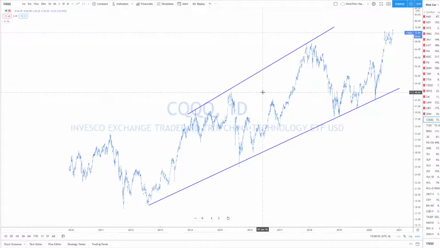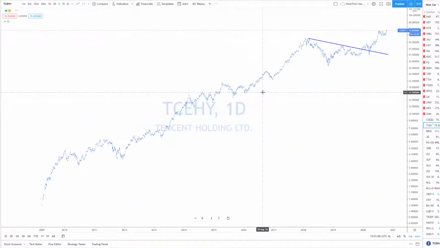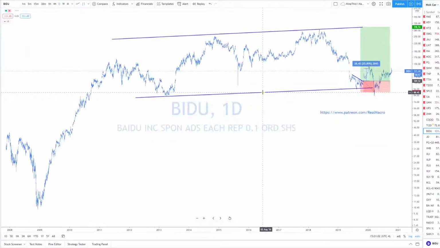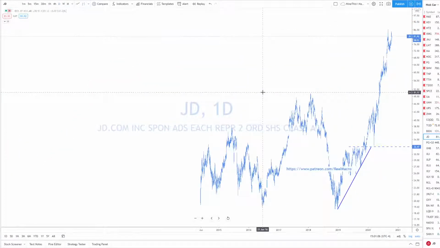This is the Chinese FANGs, the best of the best technology of China. Of course, it's going to go higher. Chinese company going to go higher. Baidu going to go higher.